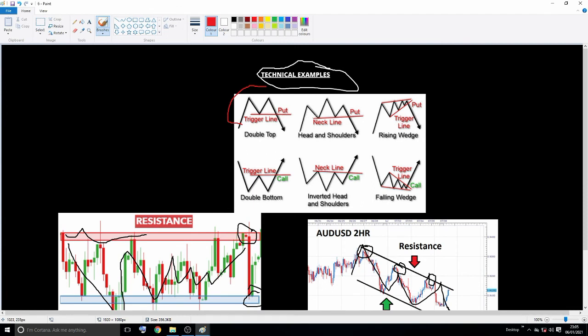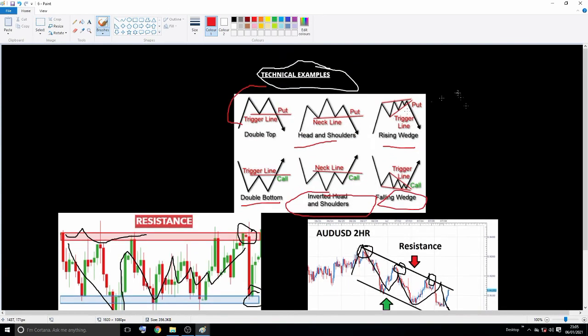We have double tops, we have head and shoulders, we have rising wedge, we have a double bottom, we have inverted head and shoulders, we have falling wedge. There are many more patterns, and we will have a video where I will be explaining them and how I see them and how you can see them. So these are what technical analysts use.